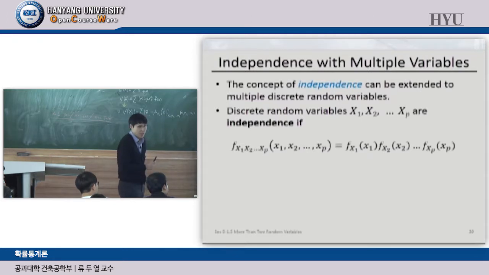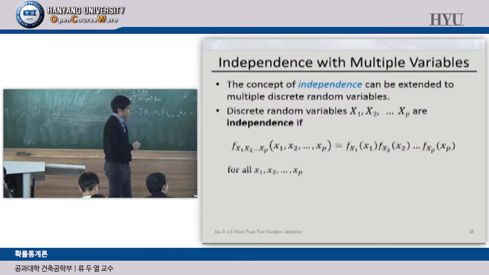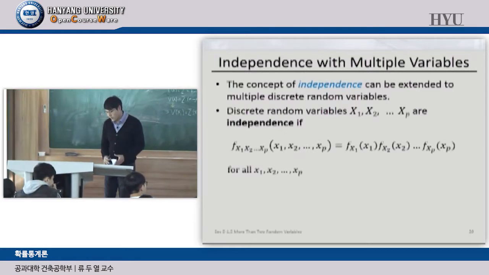Okay? This is the same concept, but just the number of random variables is different, for all x1, x2, ..., xp. Okay? And so we can very simply understand the multiple discrete random variables case.